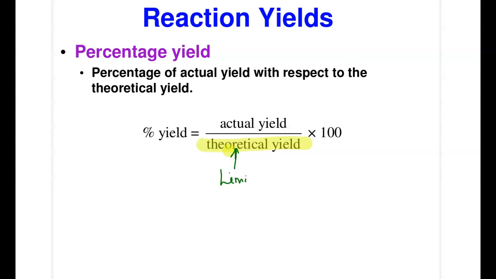If you do your limiting reactant calculation, it gives you this. That is what you get from the limiting reactant. And then this is what you get from the lab or experiment or in the plant, depending on where the production took place.